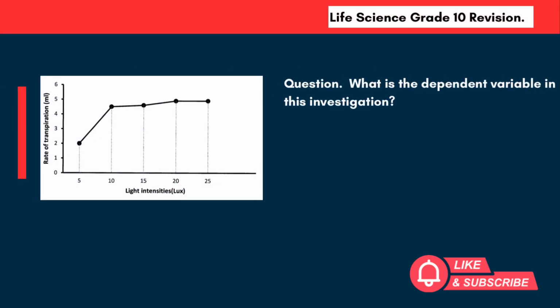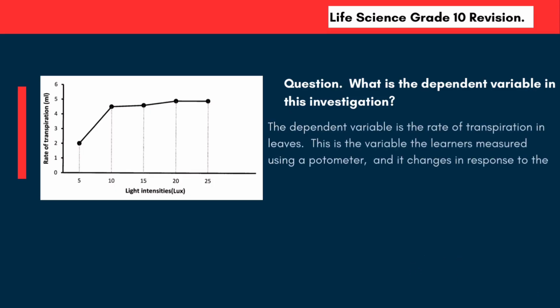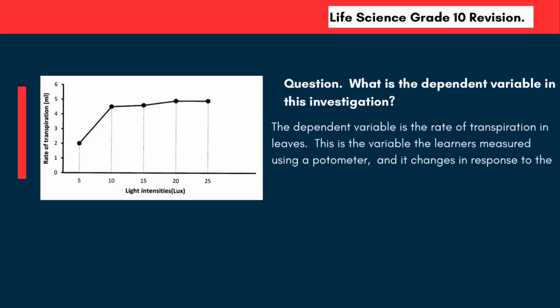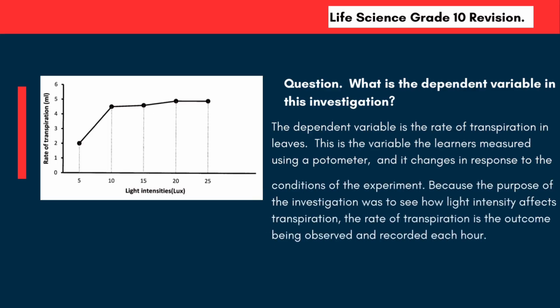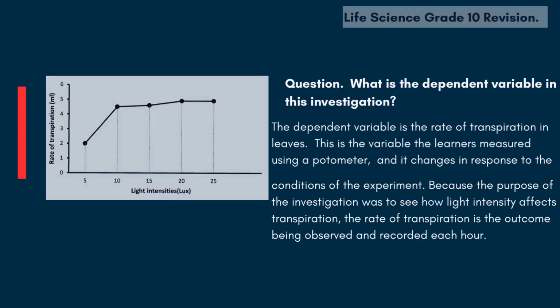Question: what is the dependent variable in this investigation? The dependent variable is the rate of transpiration in leaves. This is the variable the learners measured using a potometer, and it changes in response to the conditions of the experiment. Because the purpose of the investigation was to see how light intensity affects transpiration, the rate of transpiration is the outcome being observed and recorded each hour.